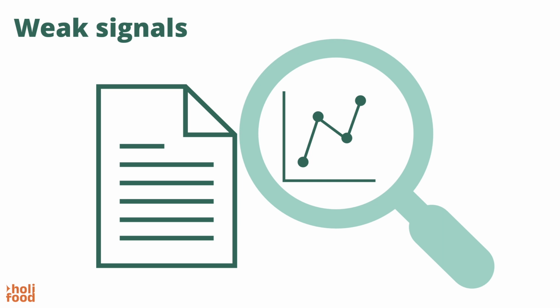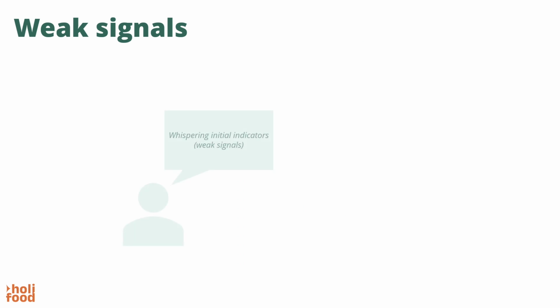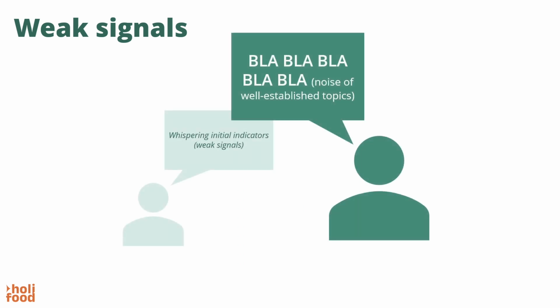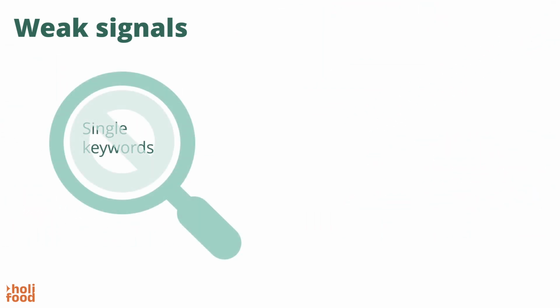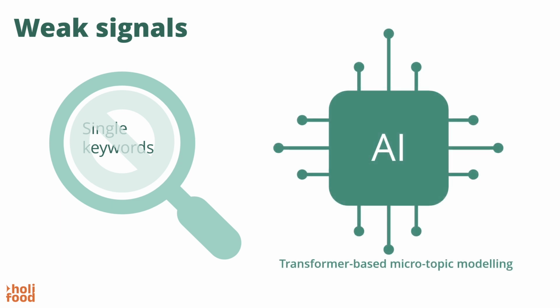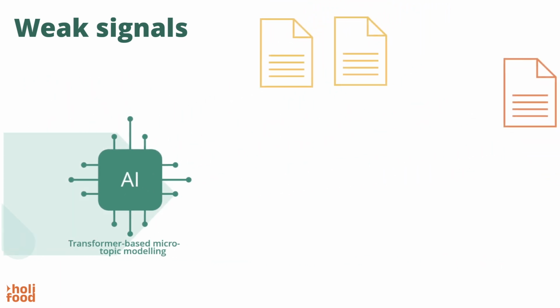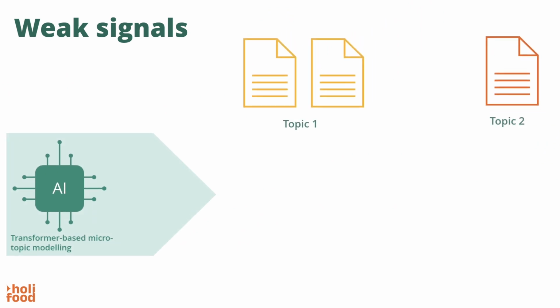Finding these risks early is difficult because initial indicators are often sparse, ambiguous, and easily overshadowed by the background noise of well-established topics. To solve this, the tool doesn't just look for single keywords. Instead, it uses AI, or more specifically, transformer-based microtopic modeling, to group documents into highly specific, meaningful topics. It then tracks these topics over time.